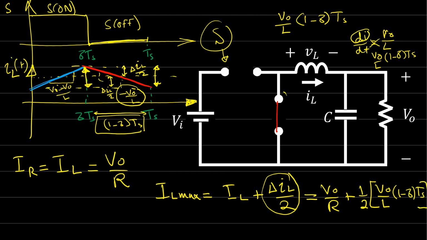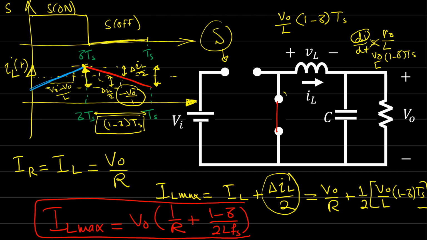So this is the maximum current, the peak value here for the inductor current. So IL maximum is how much? V out times 1 over R plus 1 minus delta, Ts can be switching frequency on the denominator, so this is 2 times L times the switching frequency. So this is the maximum current that is applied on the inductor.